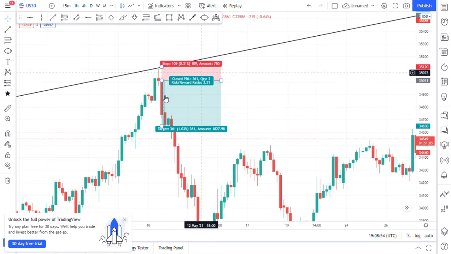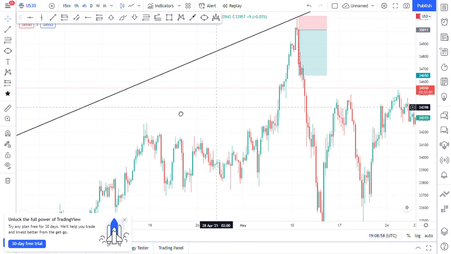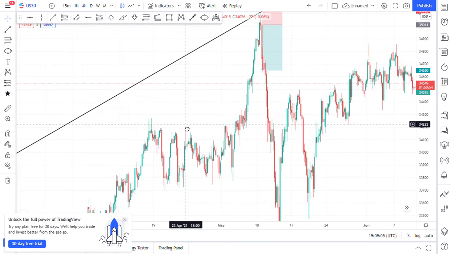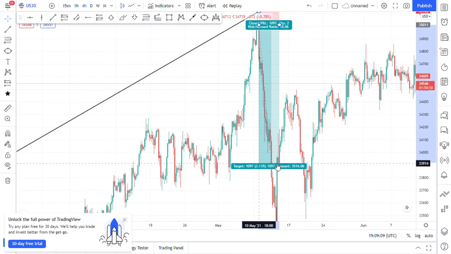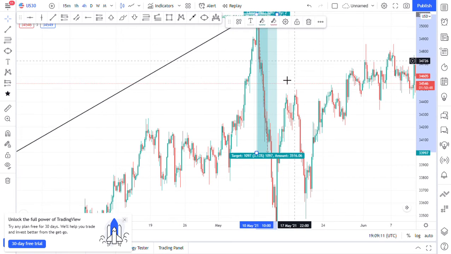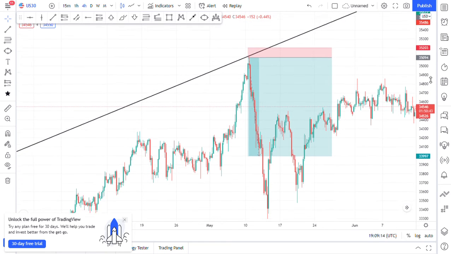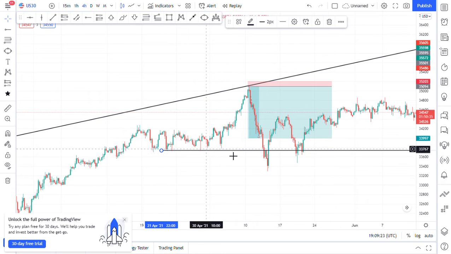Now, look at this. Boom. Imagine me taking this trade and my target is the trend line in the lower section. Or someone like me, I would hold this trade to this level here, where I know there's beautiful resistance. This would be my TP1.